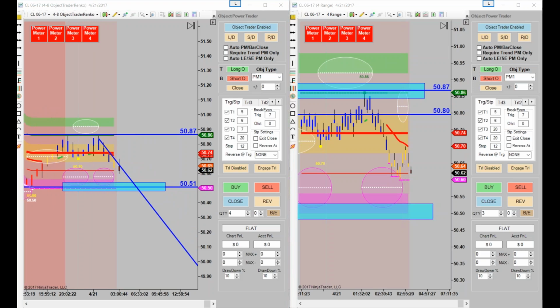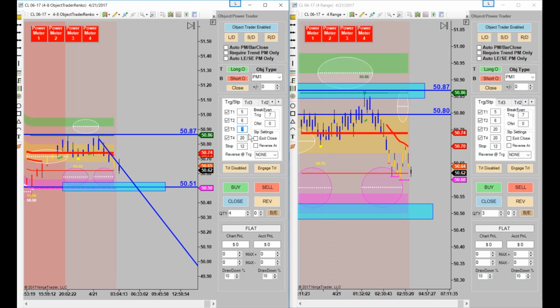Now, I've got these charts set up a little bit more to scalp. Right now, I've got 5, 6, and 20 with 3, and I've got 5, 6, 7, and 20 with 4. And the reason for that is because we want a runner, but we also want to get profit fairly quickly. And 4 contracts would be 5, 6, 7, and then 20.